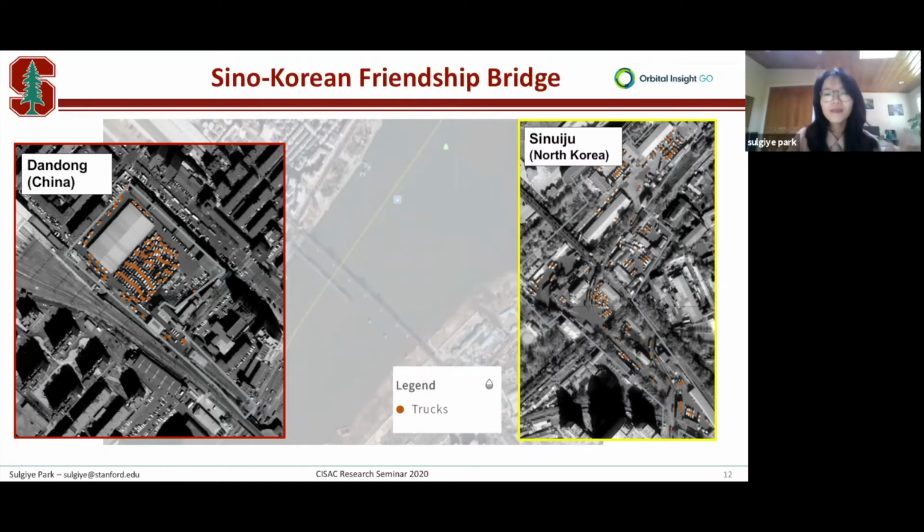Now, because each of these depots is so close to the border, and the amount of trucks that we see at these warehouses exceed the amount of trucks necessary for the domestic circulation, we believe that there is a high probability that the trucks observed at these warehouses indicate exchange of goods between China and North Korea.